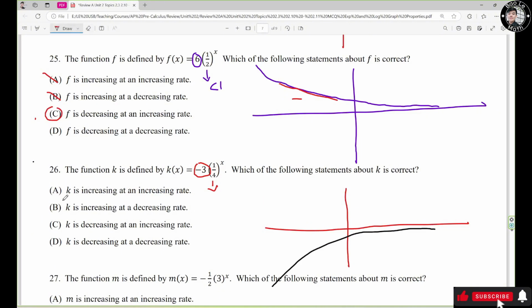Now look at the answer choice A. The function k is increasing. Now we need to draw the tangent line. And you see that the slope of the tangent line is positive. The function is increasing, right? So we need to eliminate C and D. We need to check for the rate of change, right? Since the function is concave down, the rate of change is decreasing, right? So the answer must be B.